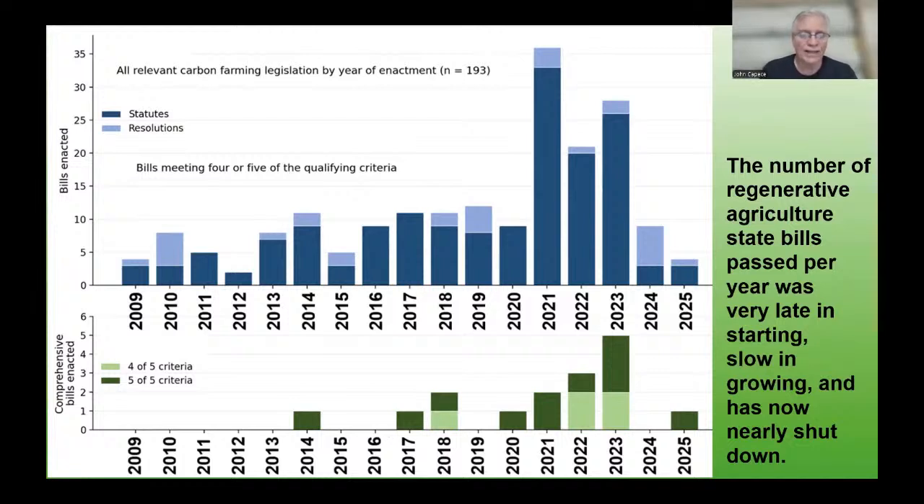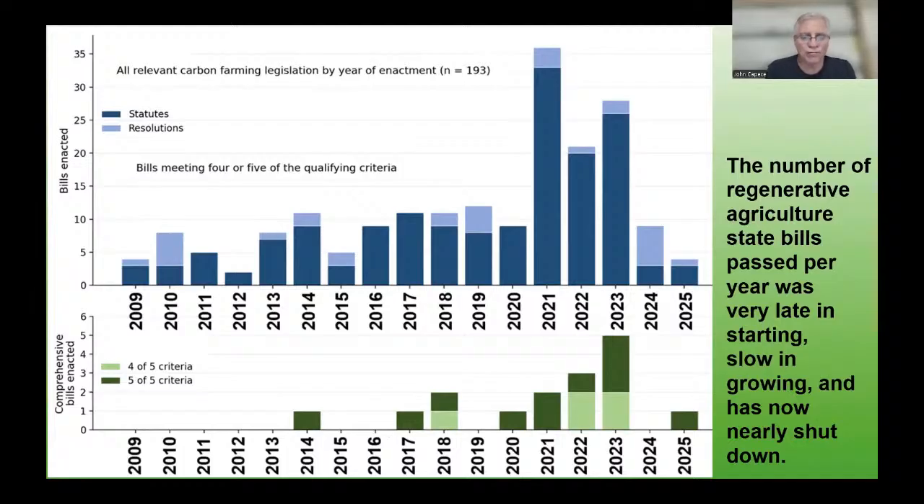But we saw a massive encouraging spike in 2021 with over 35 bills enacted, followed by a strong showing in 2023 with nearly 30 bills. But look at 2024 and 2025. Passage plummeted to a crawl.